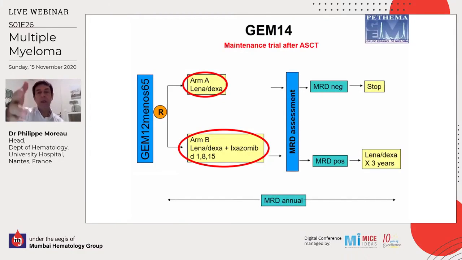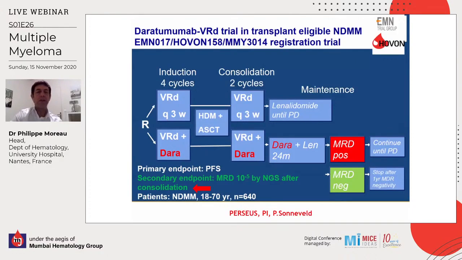And for example, in this Spanish study that we discussed previously with VRD, autologous stem cell transplantation, VRD consolidation, patients are subsequently randomized to receive either LEN maintenance or LEN plus ixazomib, with a serial, annual assessment of MRD negativity. And we will see if this concept is very important for the final outcome of the patients. So we are now awaiting the results of this very important maintenance study from the Spanish group.